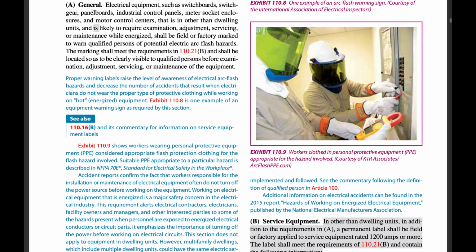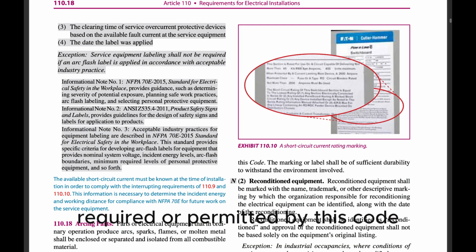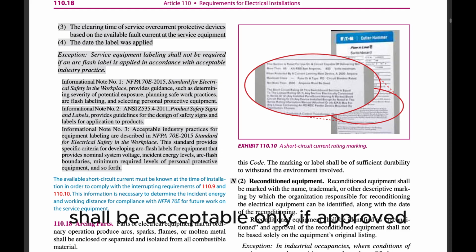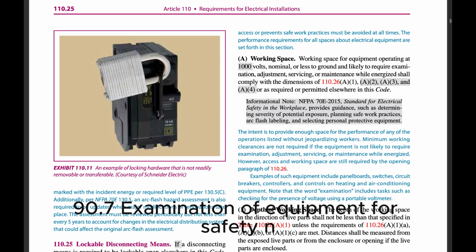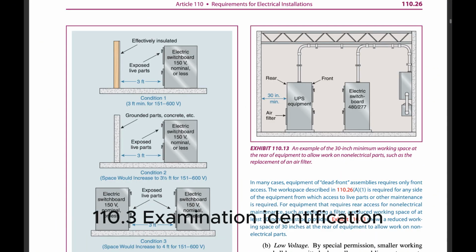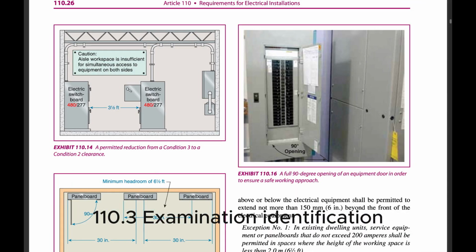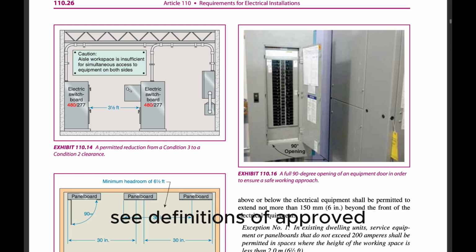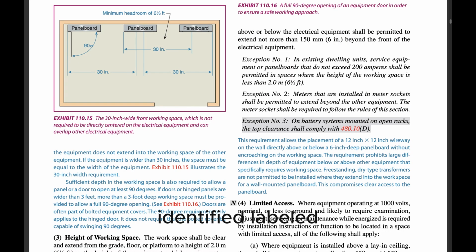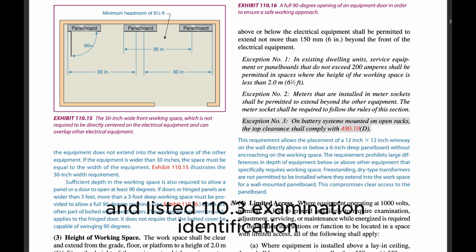110.2 Approval. The conductors and equipment required or permitted by this code shall be acceptable only if approved. Informational note: See 90.7, Examination of Equipment for Safety, and 110.3, Examination, Identification, Installation, and Use of Equipment. See definitions of approved, identified, labeled, and listed.